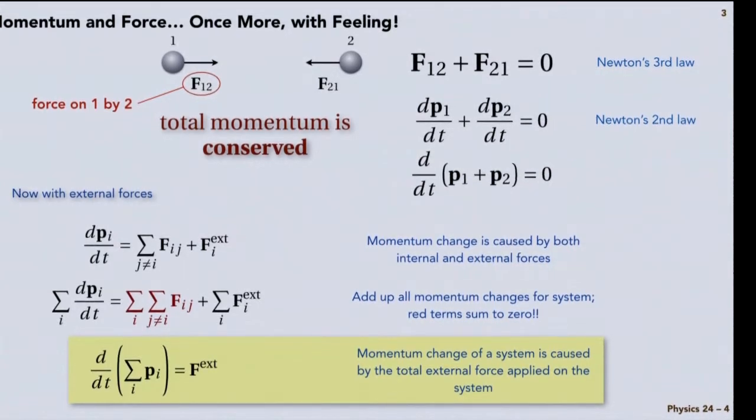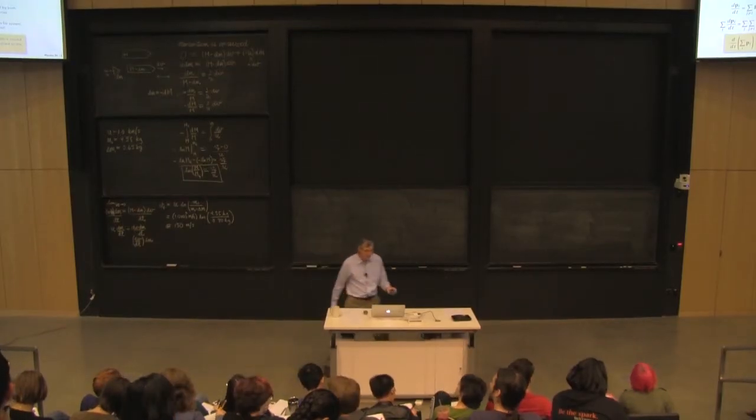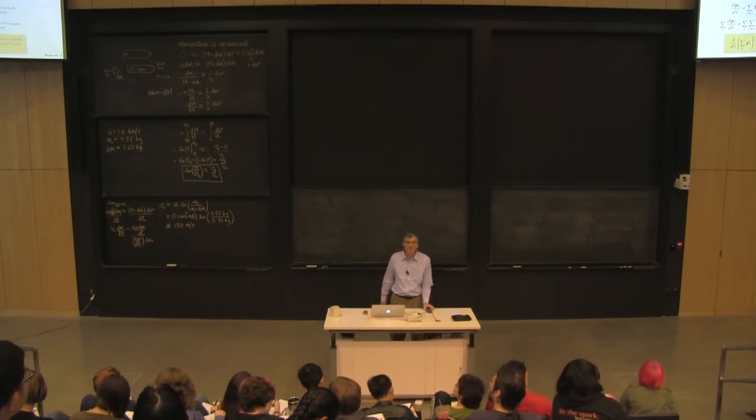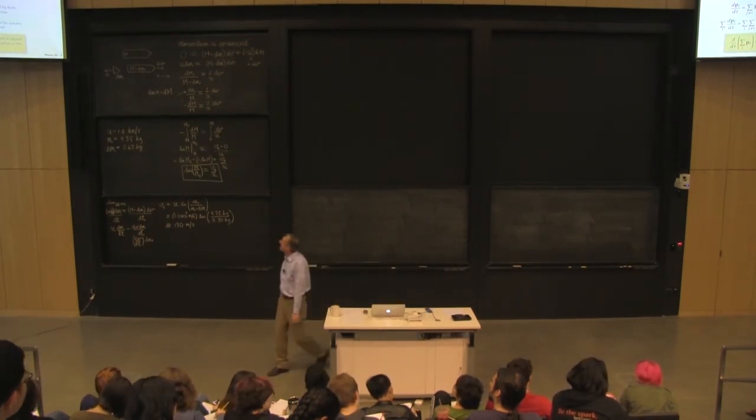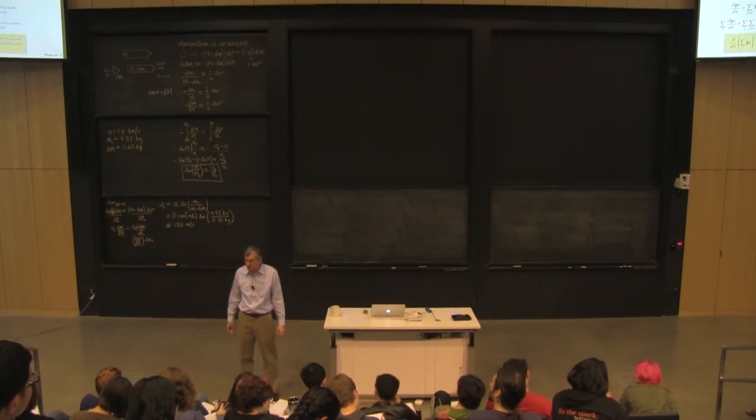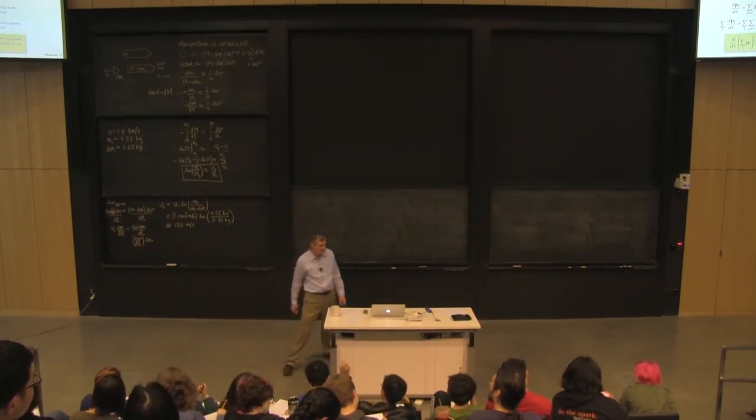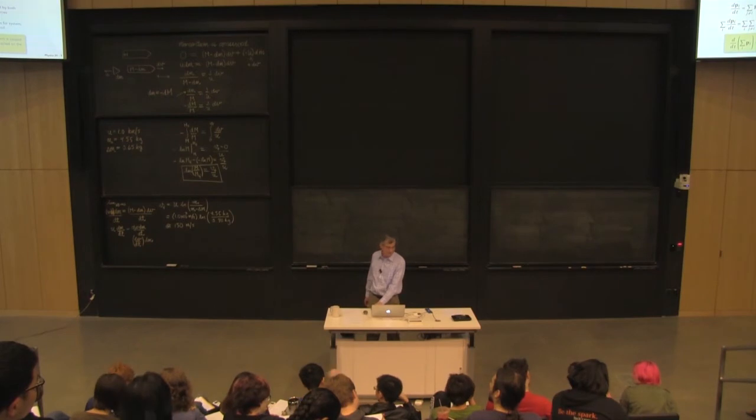The right-hand side is now the sum over all the external forces on all the particles in my system. And so this says that the time rate of change of the whole momentum is equal to the sum of all the external forces on the system. And this, as we will see, allows us to apply a system I'm going to call divide and conquer. And we'll see what that means as we apply it to a bunch of different examples.